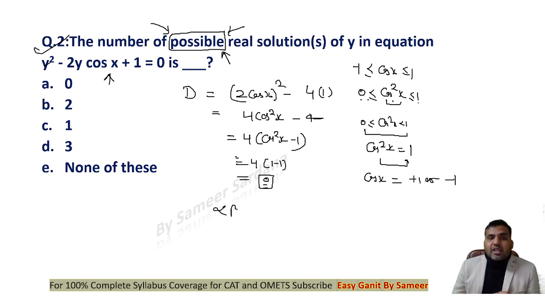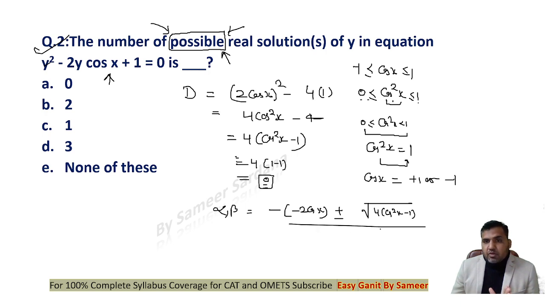Now the roots alpha beta would be minus b, that is minus times of minus 2 cos x minus b plus minus root b square, right? And we know that for this b square, I need to take cos square x to be equal to b square minus 4ac upon 2 times of a, right?